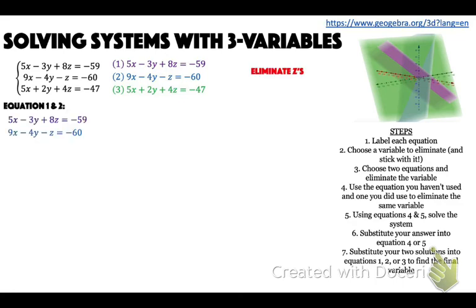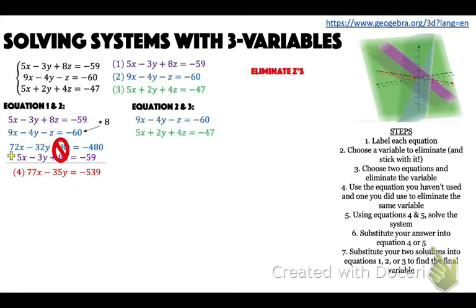So then I'm going to look at equations 1 and 2, and I'm going to multiply equation 2 by 8. So then that becomes 72x minus 32y minus 8z equals negative 480. Now if we add those together, those 8z's cancel, and I'm left with 77x minus 35y equals negative 539. And that's equation 4. Now I used 1 and 2, so I have to use 3. So let's do 2 and 3. You could have done 1 and 2 just as easily here.